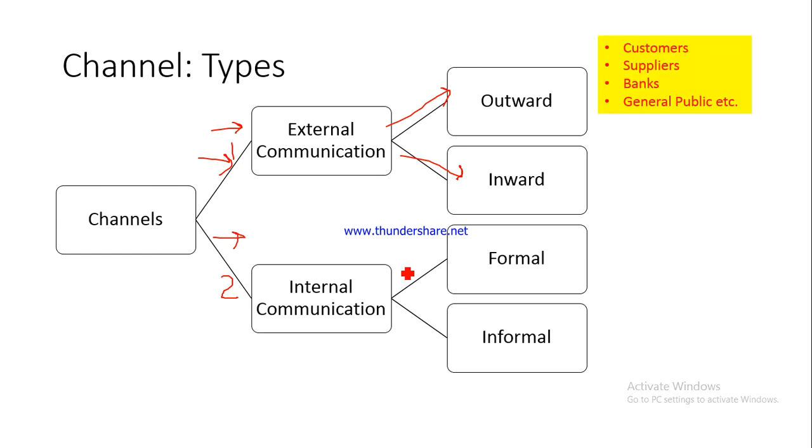Now let's take examples. So what are the examples of external communication? I said the receiver or the sender, one of them is from outside the organization, and that is why it is called external communication. Outward means you are the sender and somebody outside is receiving the communication. So maybe you are writing a letter to your customer apologizing for some delay in the delivery of the product to him. You are writing to your suppliers asking for raw material. You are writing to your bank asking for some loan or credit.